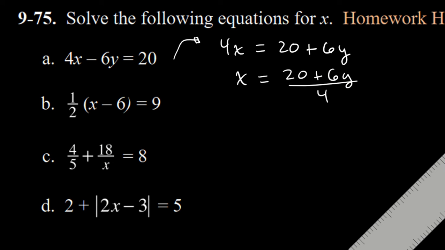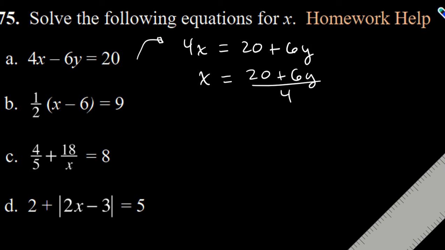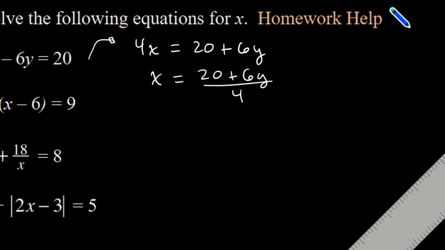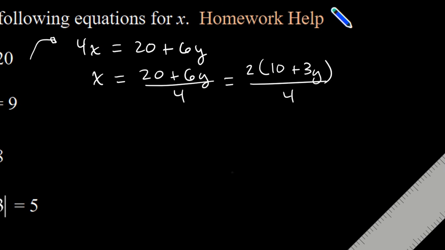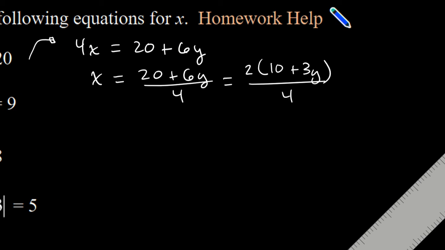Now it turns out that in the numerator there is a common factor of 2. Both of those terms in the numerator have a common factor of 2, so I'm going to clean this up. That's a fine answer, but I'm going to divide this factor of 2 out. So that's 2 times 10 plus 3y, and my denominator is 4. Now I can see that there's a common factor of 2 in the numerator and denominator. So my answer is going to be 10 plus 3y all over 2.